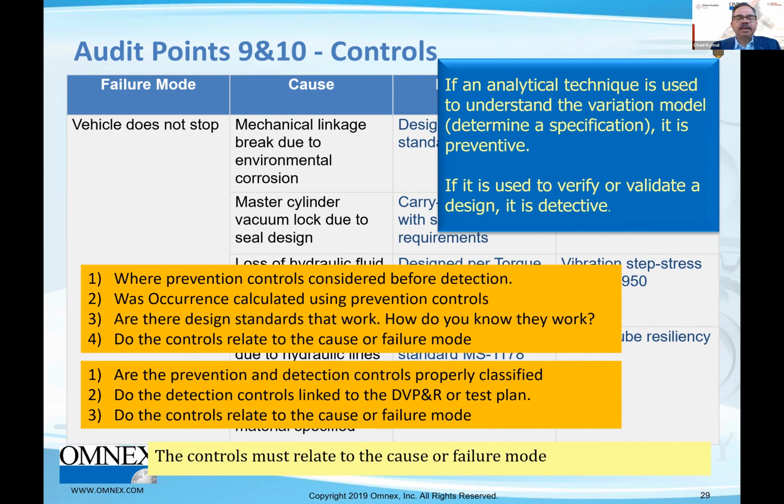Next is the detection controls. Are the prevention and detection controls properly classified? You've got to break them apart. Are the detection controls linked to the DVP&R or test plan? Remember the linkage? Detection controls are part of the test plan or DVP&R. Do the controls relate to the cause or the failure mode? So controls, both preventive and detective, could be cause or failure mode. Same question: how did you make sure that if it's a lower level control, they're implementing it?